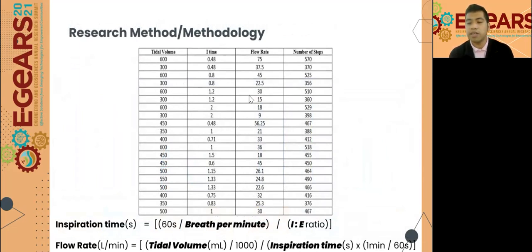We estimated the number of steps for the stepper motor based on the actual reading of the flow sensor that must be approximately equal to the calculated flow rate. So by applying nonlinear regression to this table, we formulated an equation for the number of steps.